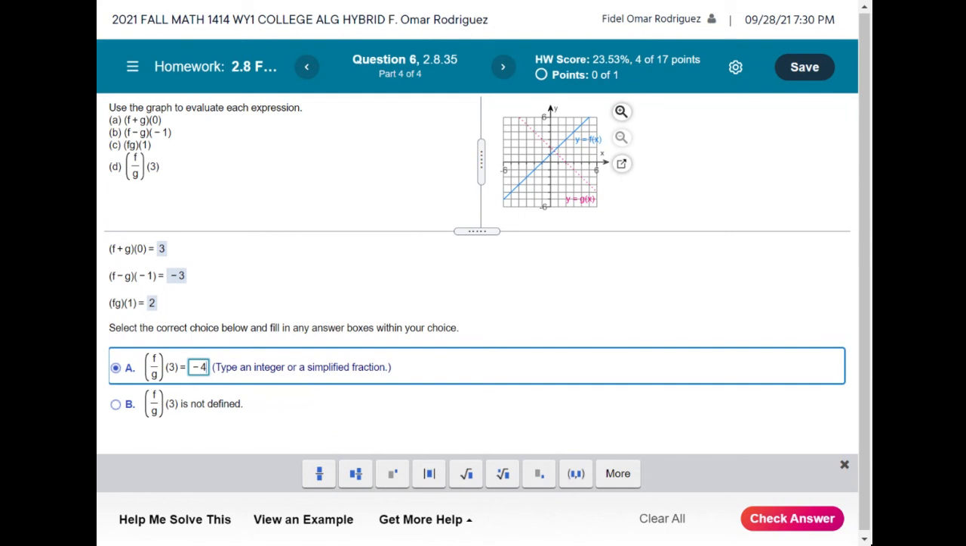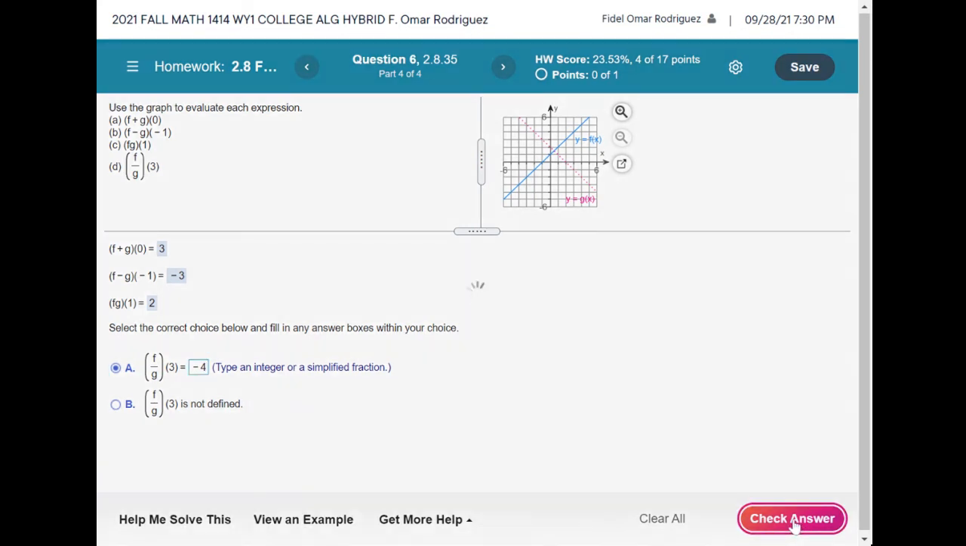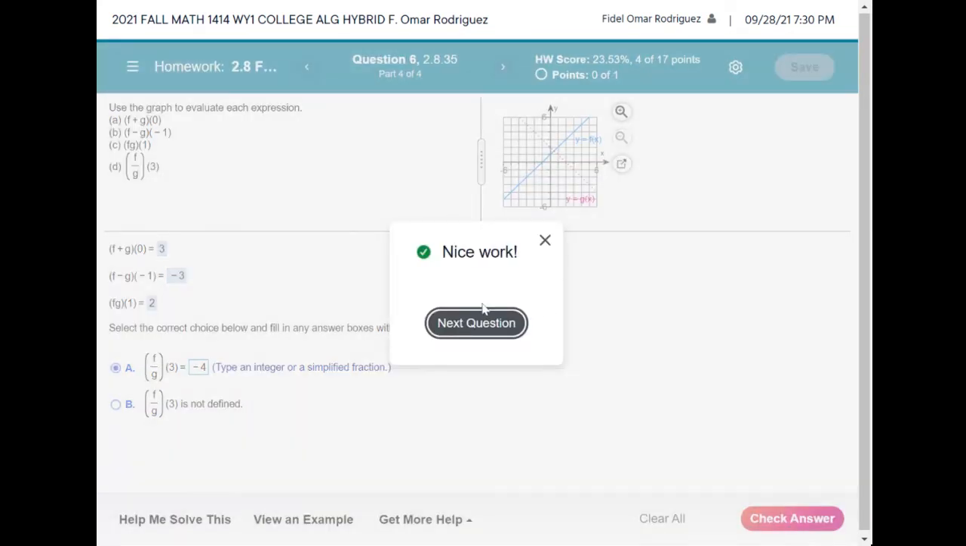So the only time it's going to be undefined on the last part, y'all, is if the bottom number when you're dividing is 0. In this case, it wasn't. So I'm just going to go like this, check my answer. And we got it, right?